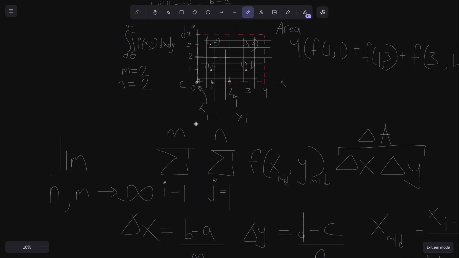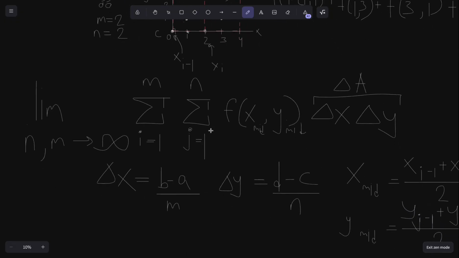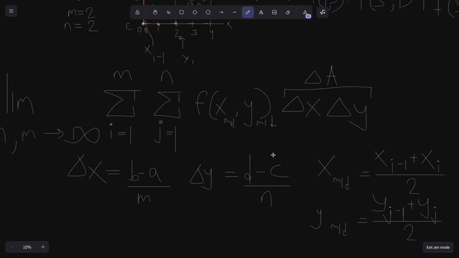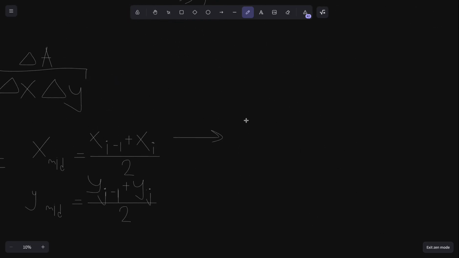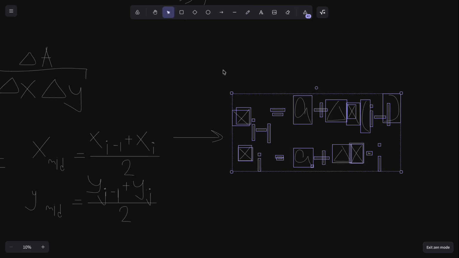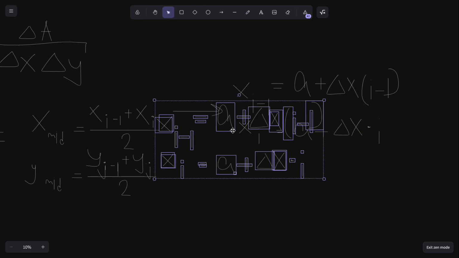Now, there's one more part that I need to cover, which is how do I calculate x sub i minus 1, and how do I calculate x sub i? So x sub i minus 1 is going to be equal to your initial starting value, a, plus delta x times i minus 1. And x sub i is going to be equal to a plus delta x multiplied by i. And I can essentially copy and paste the same thing and apply it to the y value.